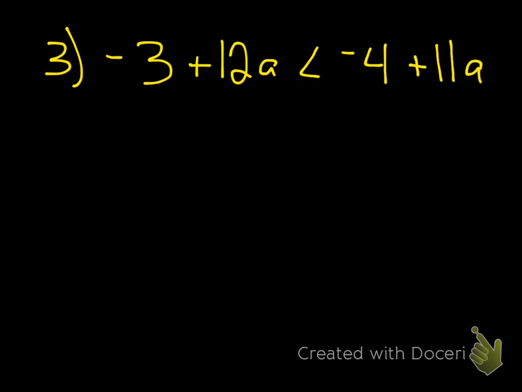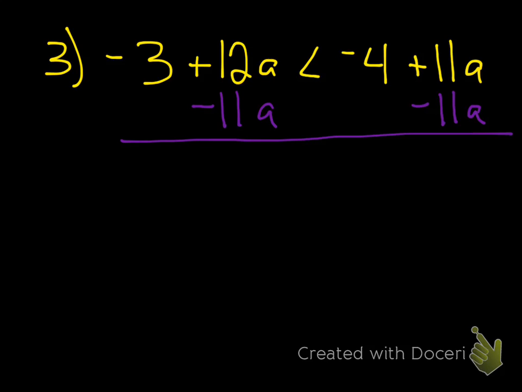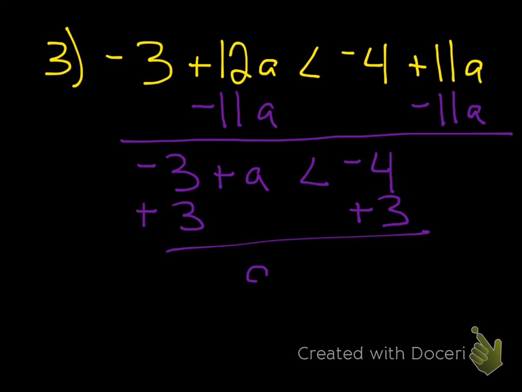Here we've got an equation. It's an inequality, but you solve it just like an equation with variables on both sides. Remember, when we're dealing with variables, we want to try to keep positive numbers because then you don't have to deal with the switching of the inequality sign. So in order to do that, we're going to subtract 11a from this side and subtract 11a from the other side. That gives us negative 3 plus a is less than negative 4. We have our a on the side that we want it. So now we're going to add 3 and add 3. That gives us a is less than negative 1.